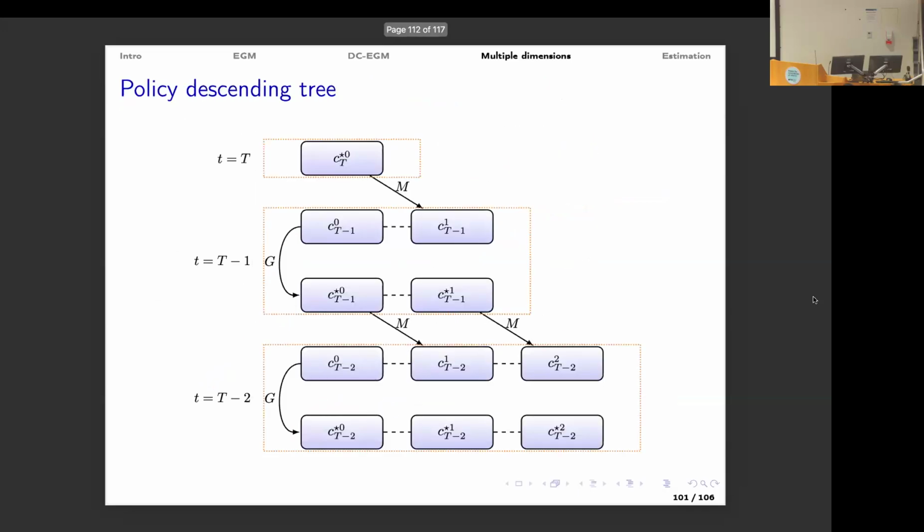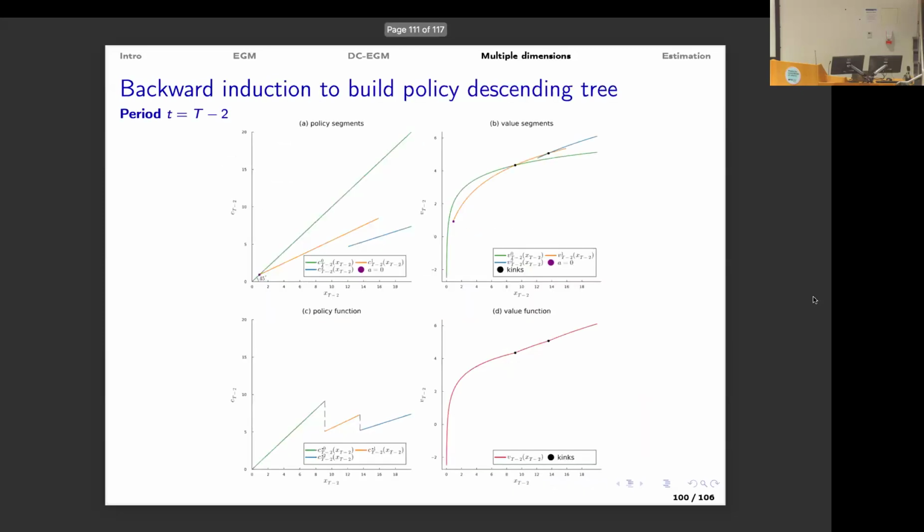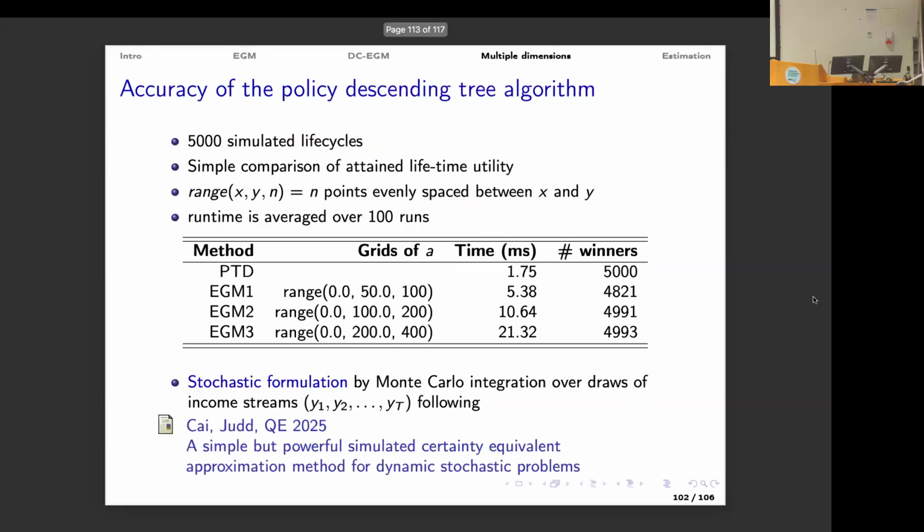Well, let me skip all of this, similar things. But this paper recognizes the fact that you can build a tree of segments of the policy function, which will be discontinuous through time. And if you are willing to spend time to locate these points accurately by solving equations, then you can increase accuracy. And here's this new method, where this number of winners comes from running a simulation and comparing the lifetime utility that you get from different solutions.